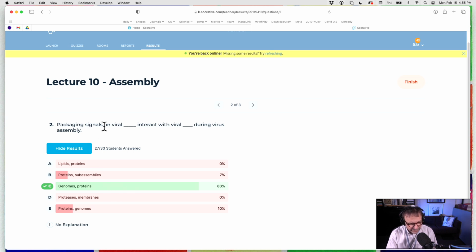You say packaging signals on viral genomes interact with viral proteins during virus assembly. So the packaging signal is on the genome. It is not a protein, which is B and E. So the packaging signal is not on the protein. Remember that, okay? That's not intuitive, but look at it as a packaging sequence instead of a signal, and maybe that will help.